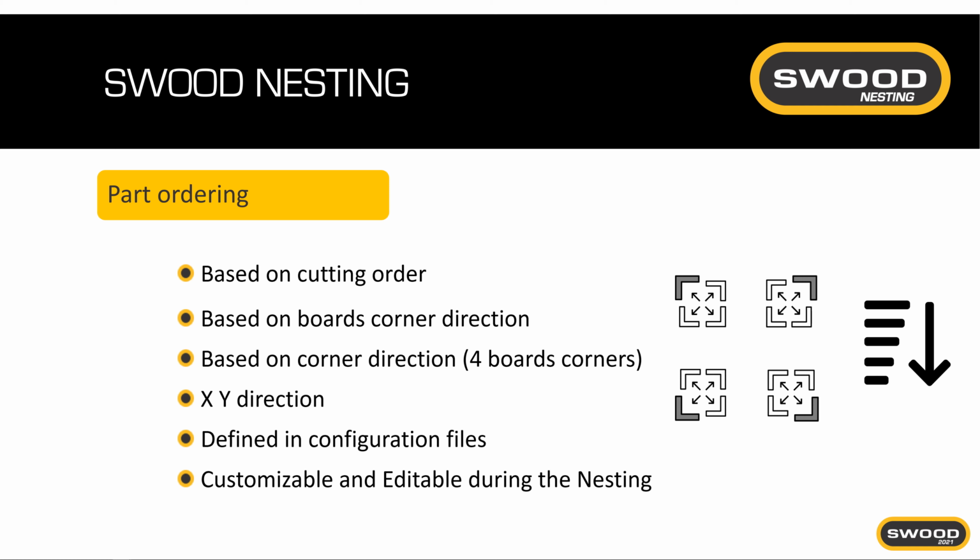The first possibility will be to base this part ordering on cutting order. We'll be able to base it on the board's corner direction. You will be able as well to choose which direction you want to use for those 4 board corners. You will be able to define those part orderings in configuration files. And finally, it will be customizable and editable during the nesting process.